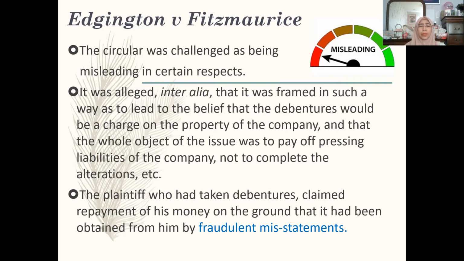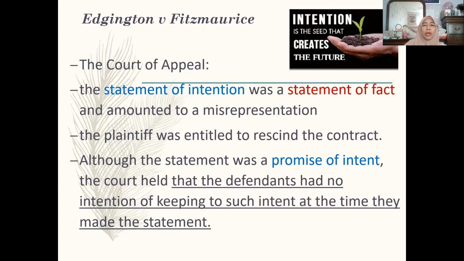Now the plaintiff had taken debentures. Debentures are like a loan. You are giving a loan to the company, but you are the shareholder. So he claimed repayment of his money on the ground that the debentures had been obtained by fraudulent misstatement. The statement was not true when it was stated, the circular. So the Court of Appeal held that yes, the statement of intention, they asked the shareholder to buy debentures and said this is the purpose of the debentures, but actually the money was used for something else. So the court held that the statement of intention was a statement of facts, and it amounted to a misrepresentation.